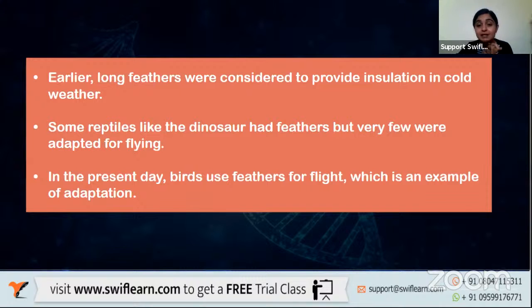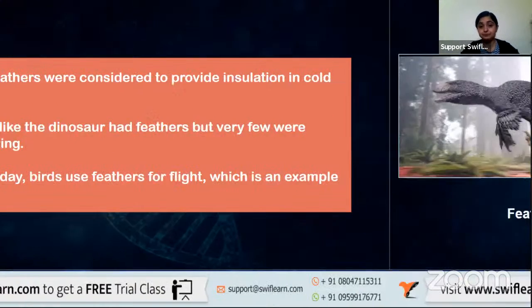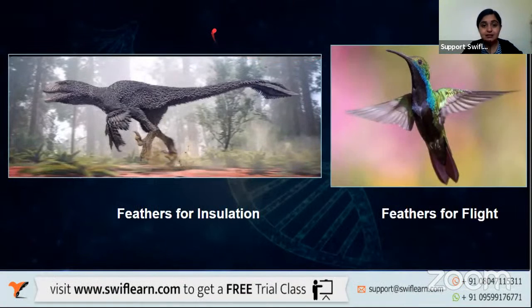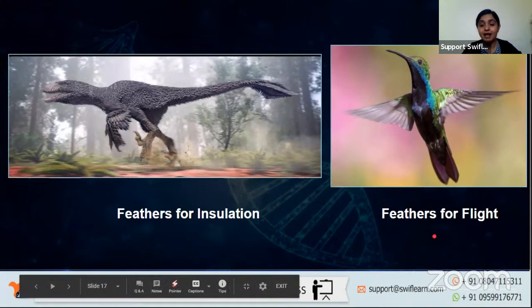Some reptiles like the dinosaurs had feathers, but very few were adapted for flying. In the present day, birds use feathers for flight, which is an example of adaptation. So now you have understood what adaptation is. They were having wings, but they were not fully utilized. Earlier they were used for some other function, but now they have adapted and started using the same features to do something better, right? If you can see right here, the dinosaur is using the feathers for insulation. On the other hand, nowadays feathers are used for flight.